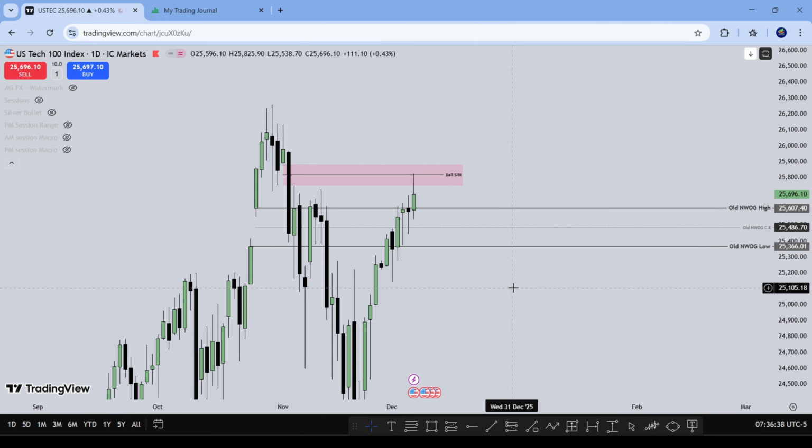So this is the explanation. Entry was the other block. Second entry was off the breaker, and I got the fill as well. Then my stop loss was above it because I've seen an SMT. I do not anticipate for us to trade back lower.